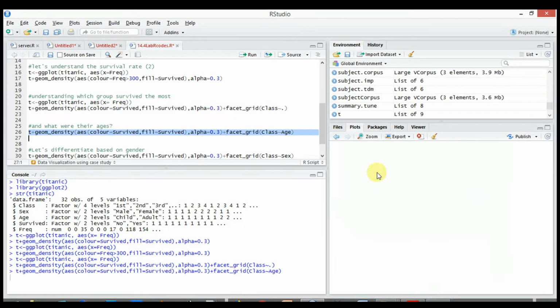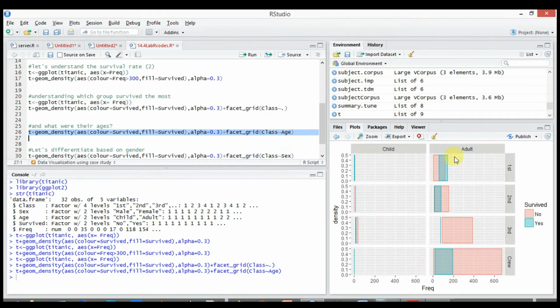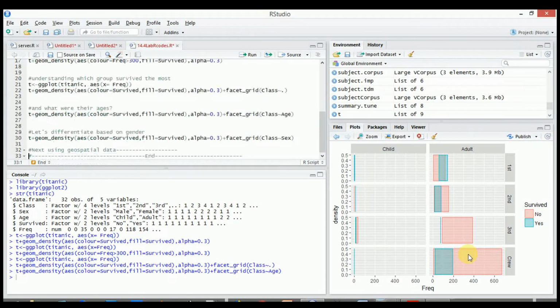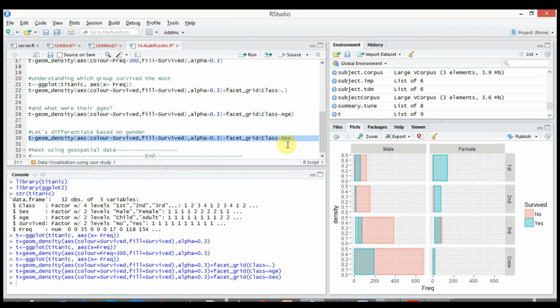And to know their ages, we will add Age in the facet_grid function. So most of them were adults. How about the gender? Let me change Age to Sex in facet_grid. Okay, we can determine that most of the crew who survived were male, and females from the first class.